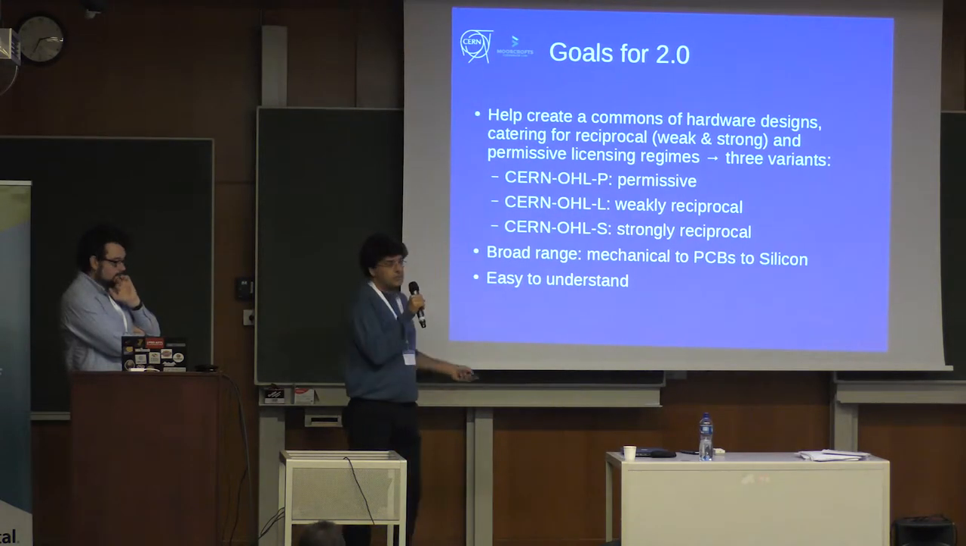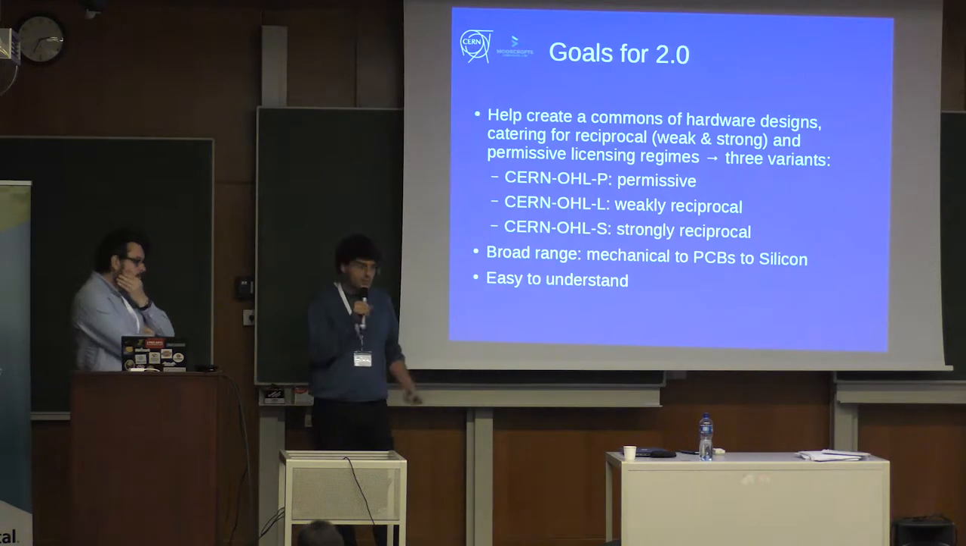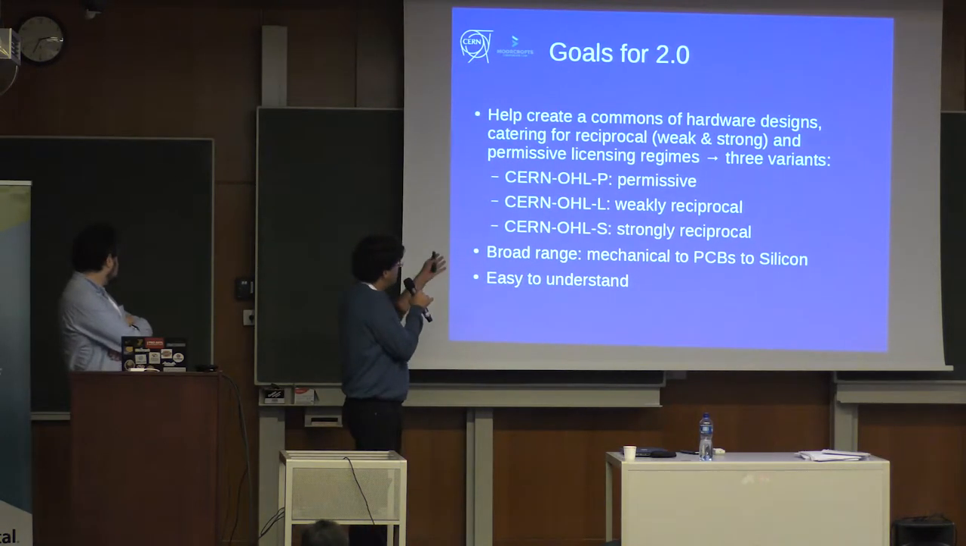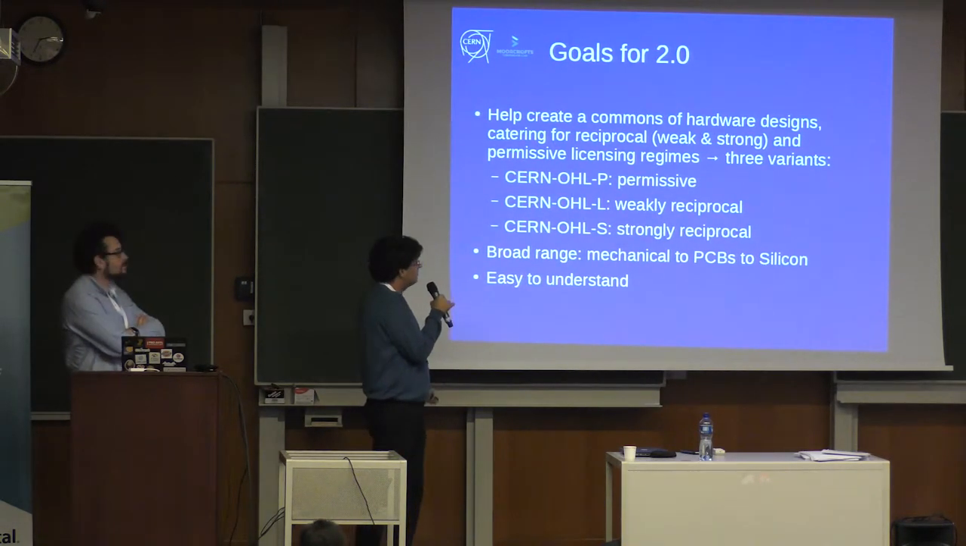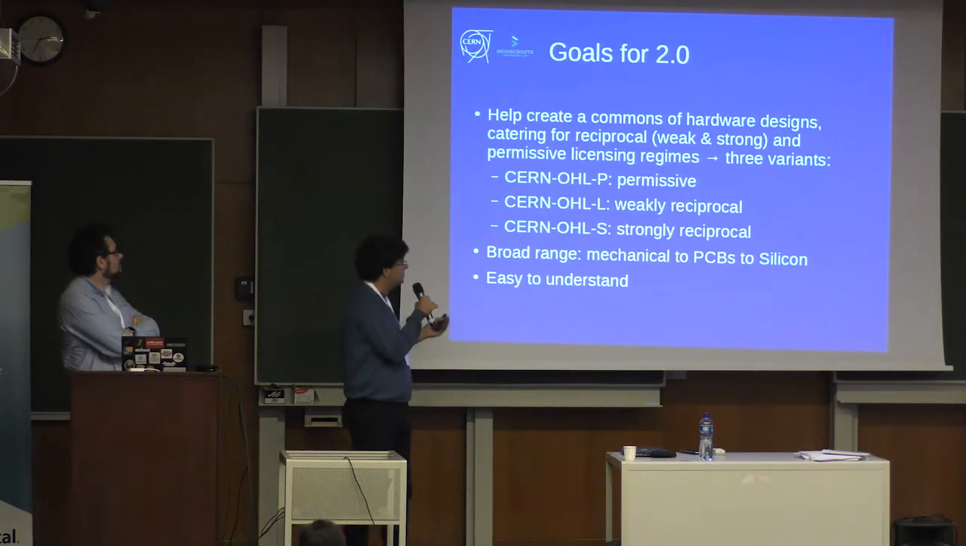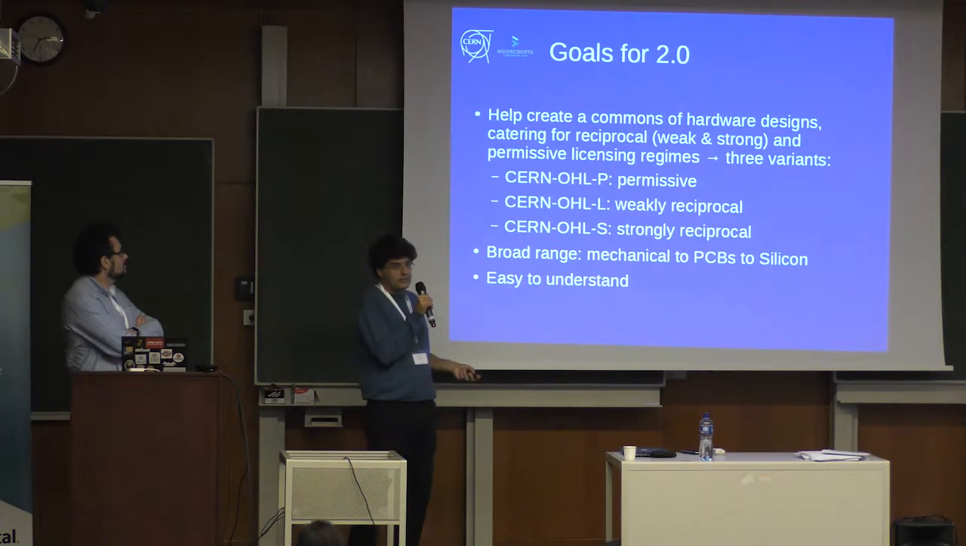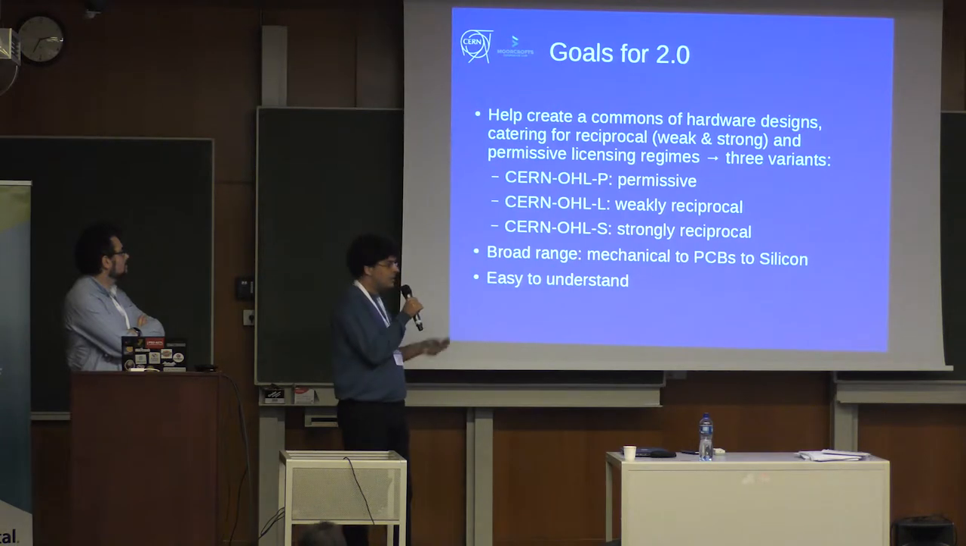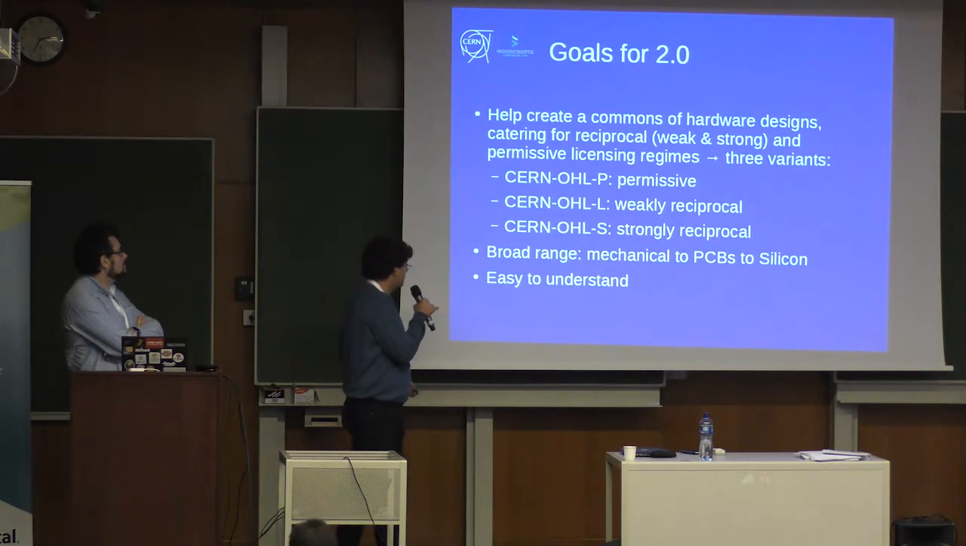So we acknowledge there's a big community for permissive licensing. So there will be a -P license, which is permissive. -L is weakly reciprocal. We will see what that means later. And -S is a strongly reciprocal license.